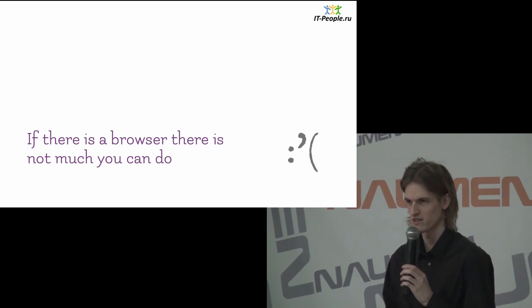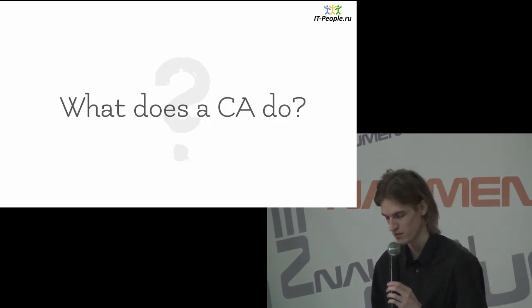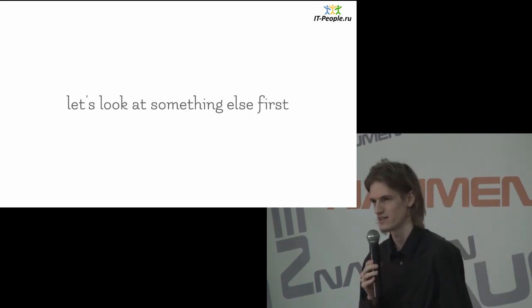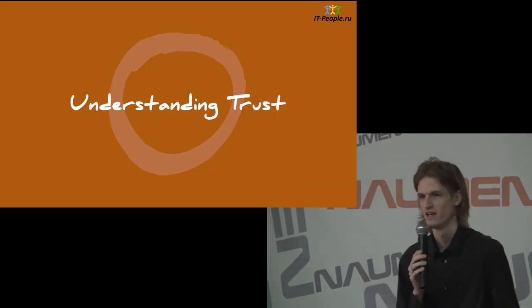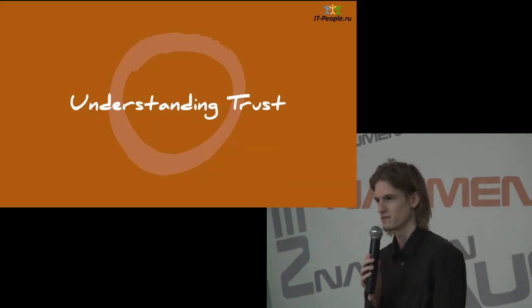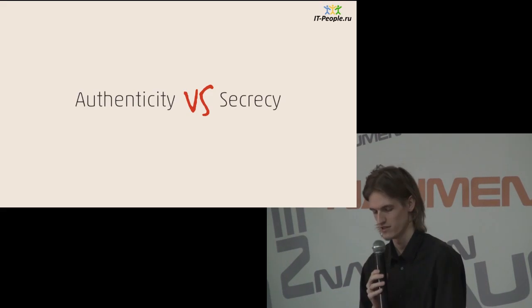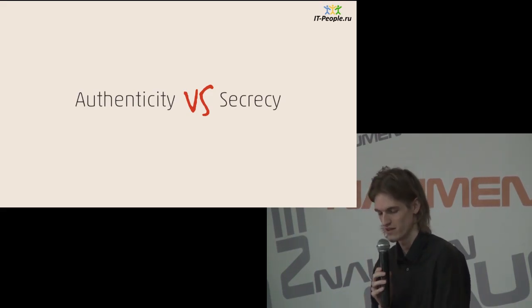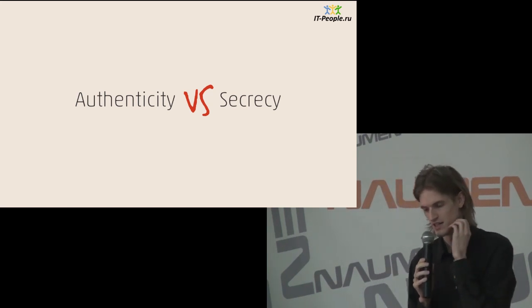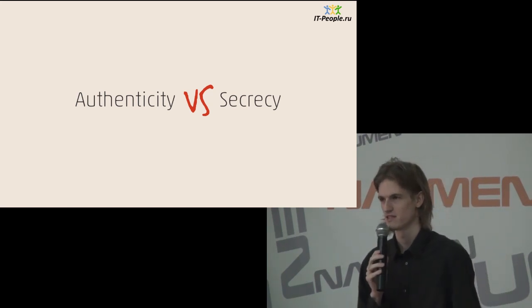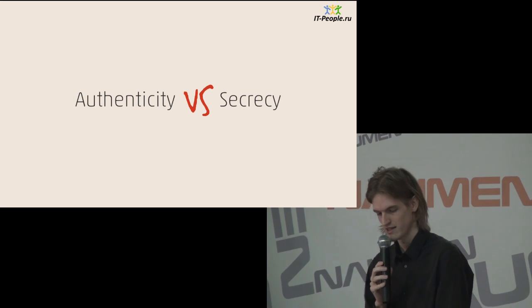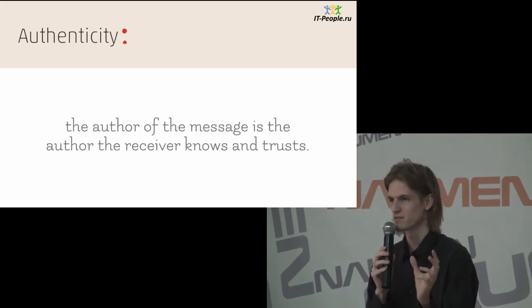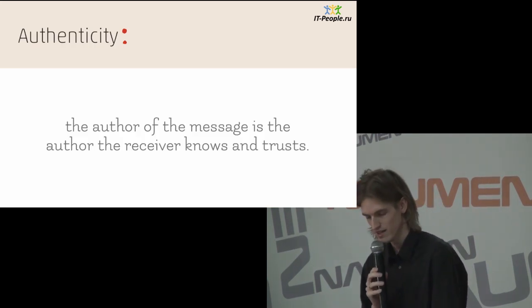So in order to see what a certificate authority does, I want to look at something else first, and that's the concept of what trust is. And trust is basically the most important thing about the security system in my mind. And the biggest two terms there are authenticity and secrecy. And there are probably other terms for this, but this is what I use. And they're two very different things, but they're related to each other.